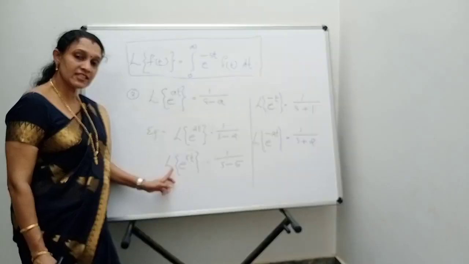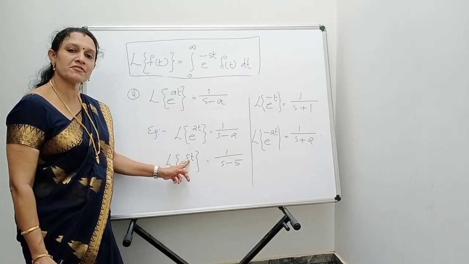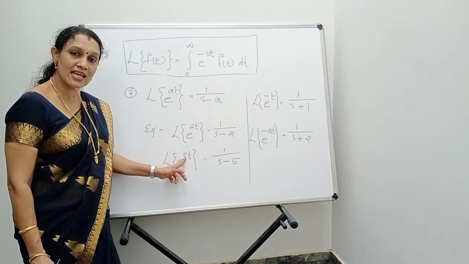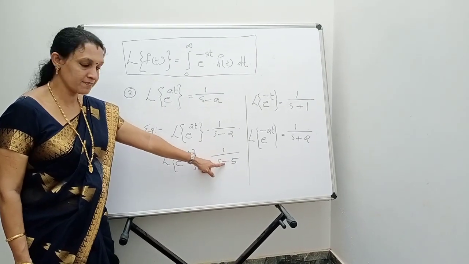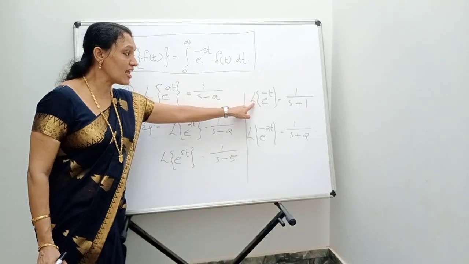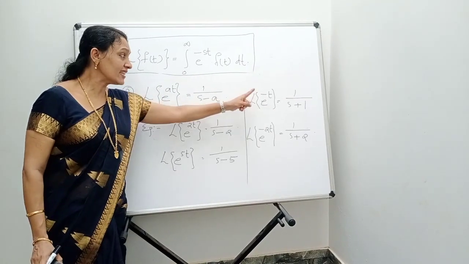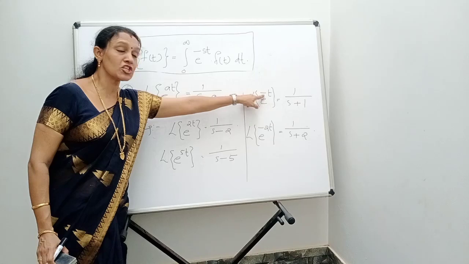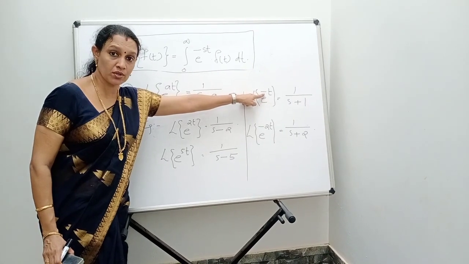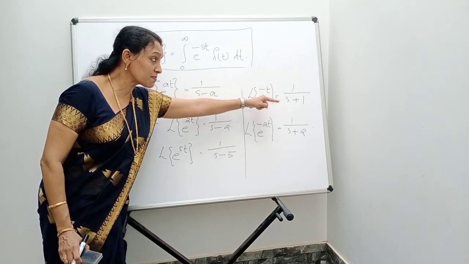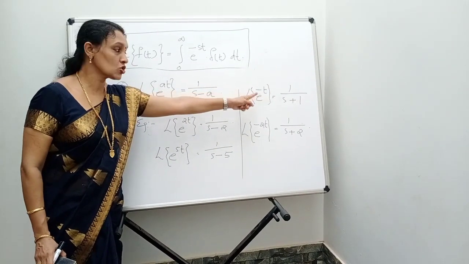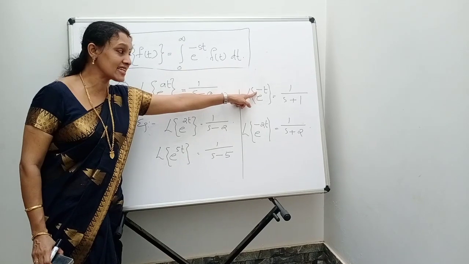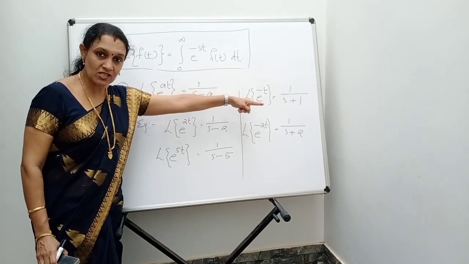Now, what is L of e raised to 5t? L of e raised to 5t, it is 1 by s minus 5. Then, what will be L of e raised to minus t? See, in this example, the coefficient of t is minus 1. Okay. So, 1 by s minus minus 1, that will be s plus 1. So, L of e raised to minus at is 1 by s plus 1.